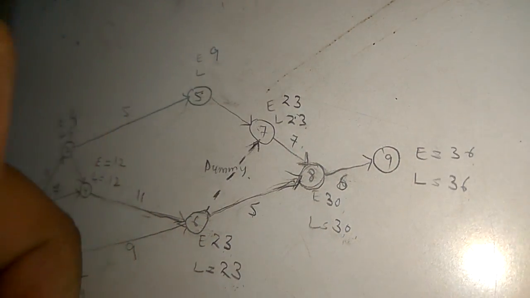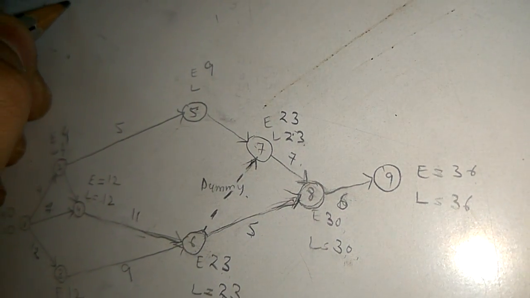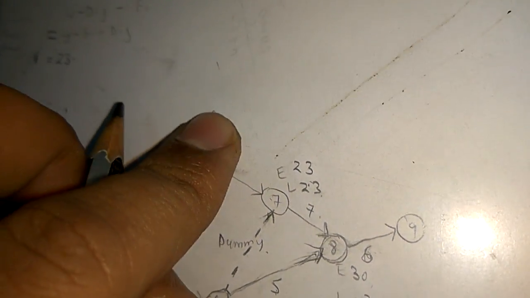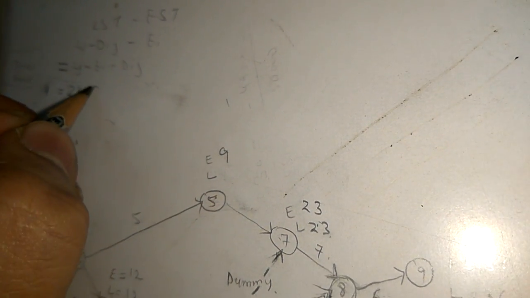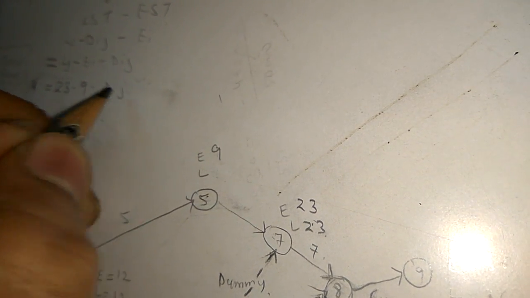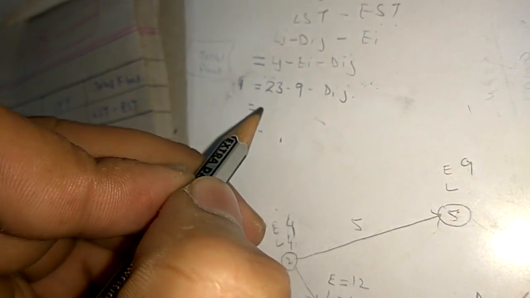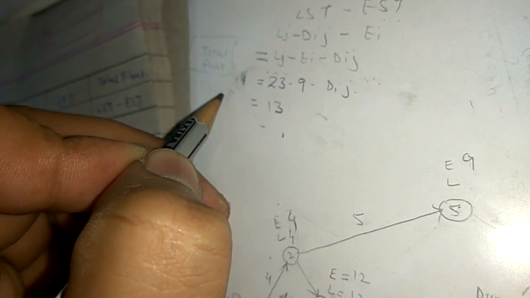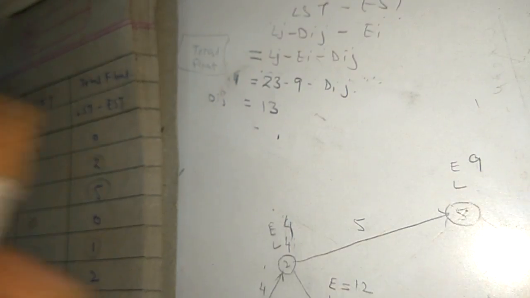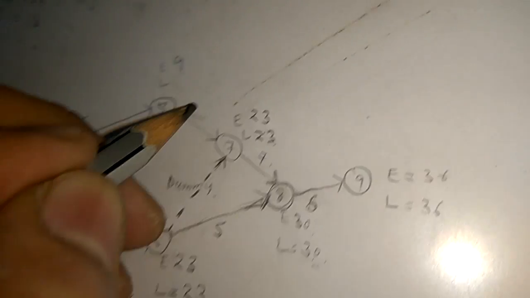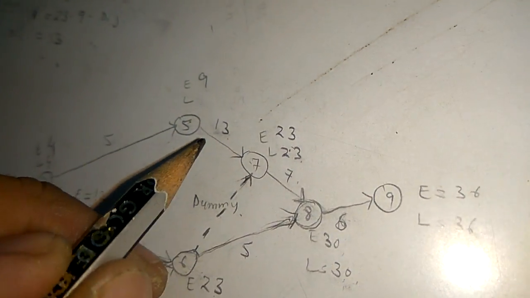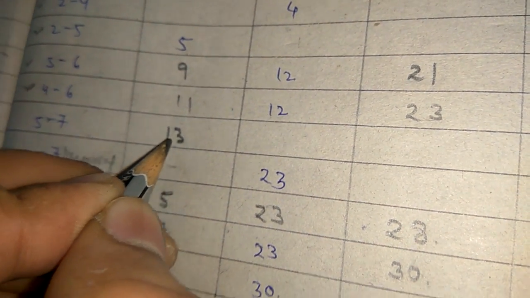Between 5 to 7, what is the value of Lj? Lj is 23, minus Ei, what is the value of Ei? Ei is 9, minus Dij. So 23 minus 9, what will be the value? 14. So Dij is 13. Okay. So between 5 to 7, Dij is 13.